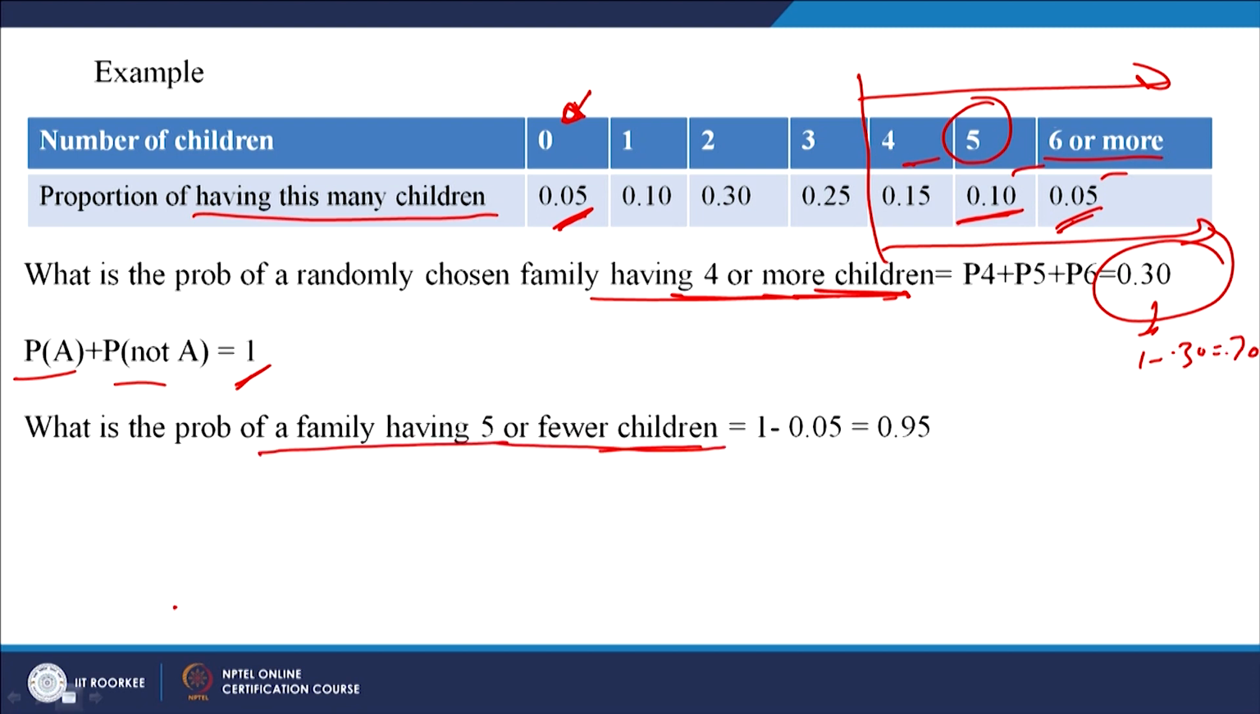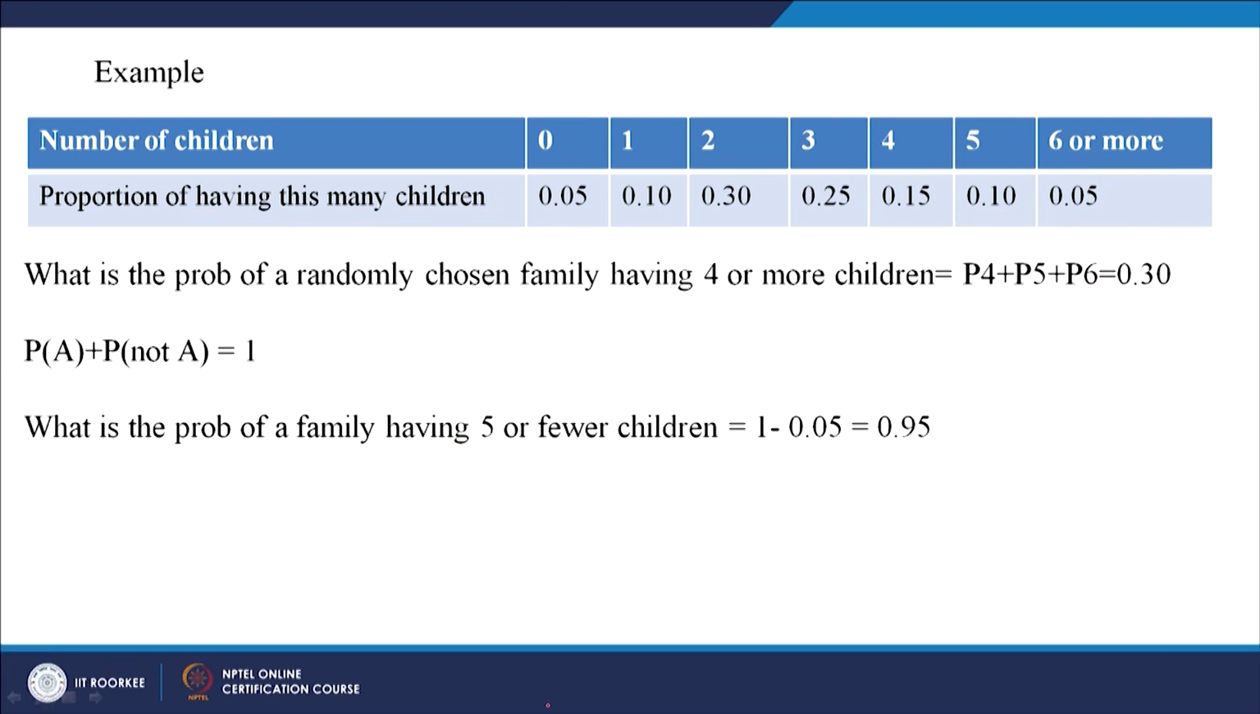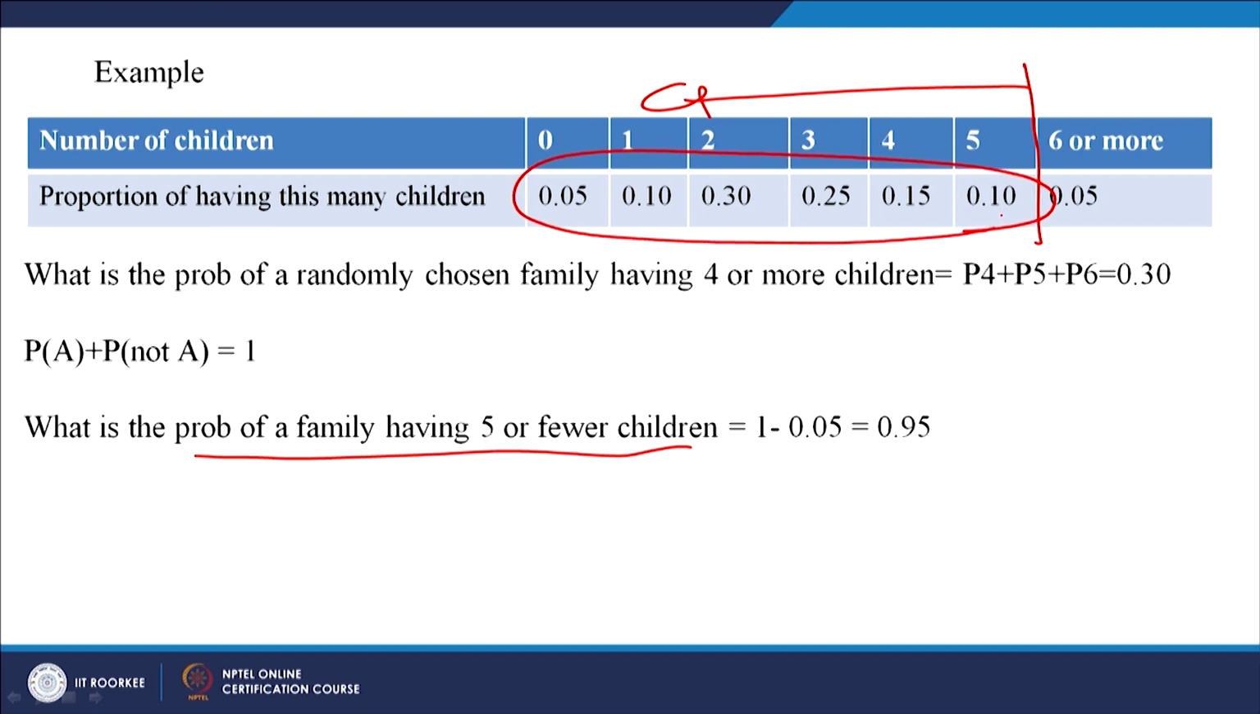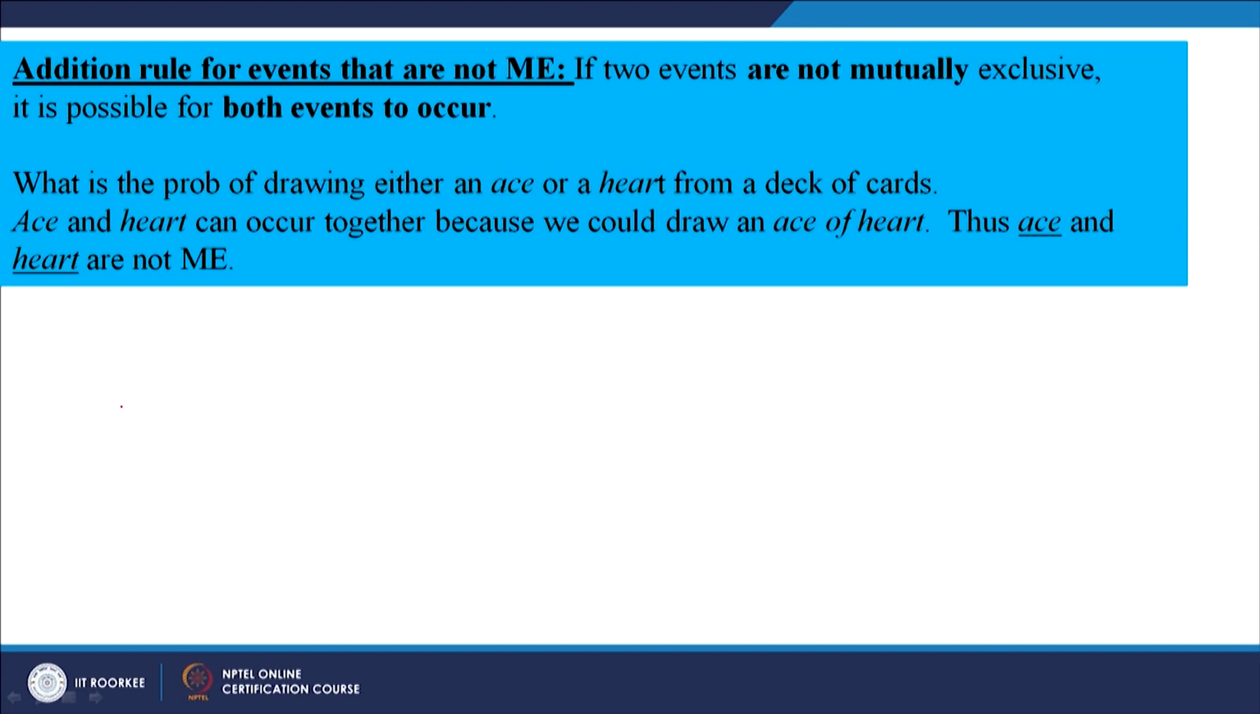Let me delete all these. What is the probability of a family having 5 or fewer children? We have to look at 5 or less than 5. Just add all these probabilities, or since you know the probability of 6 or more, you just subtract: 1 minus 0.05, so you will get 0.95. This is how you can work out a question like this.